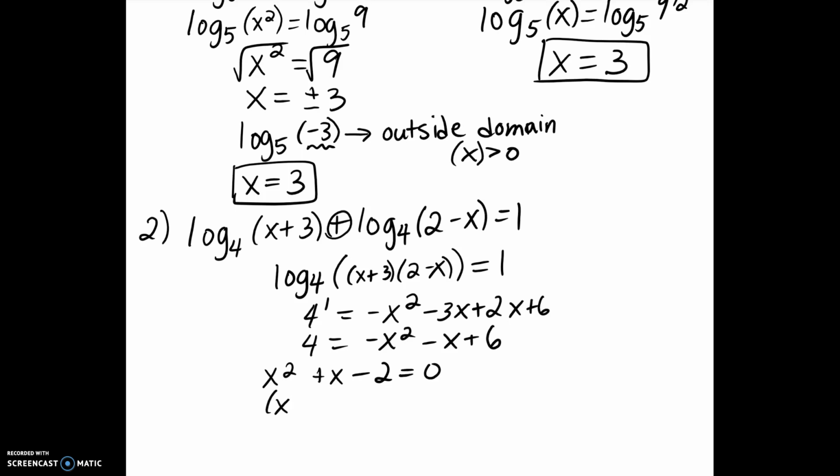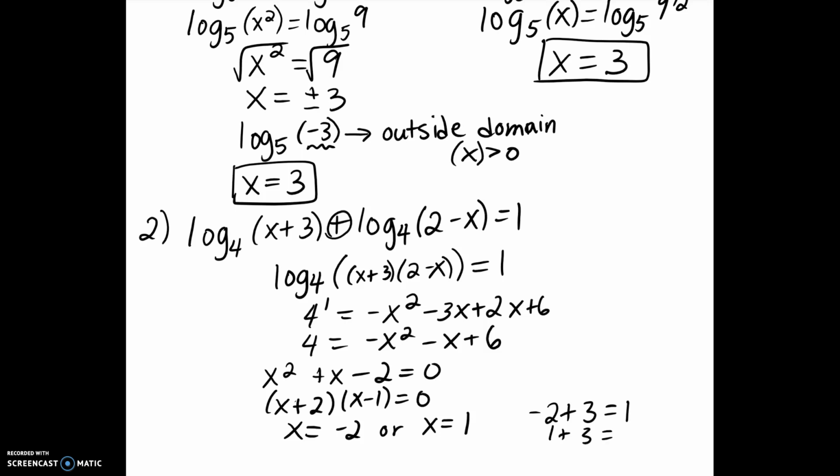This factors. And you get 2 answers. And you should check both. So I'm just going to check off to the side. No matter what I plug in here, I'm good. But if I do the negative 2 plus 3, I get a positive answer. 1 plus 3, I also get a positive answer. So I'm checking inside the parentheses.